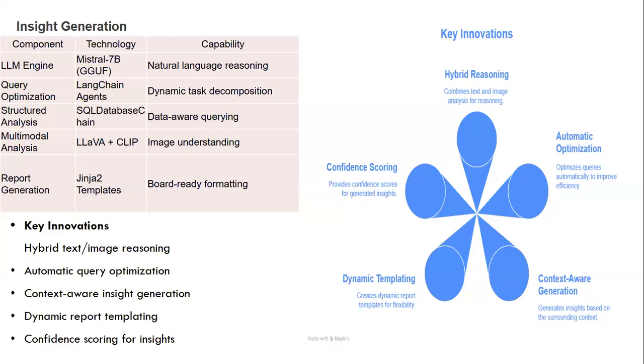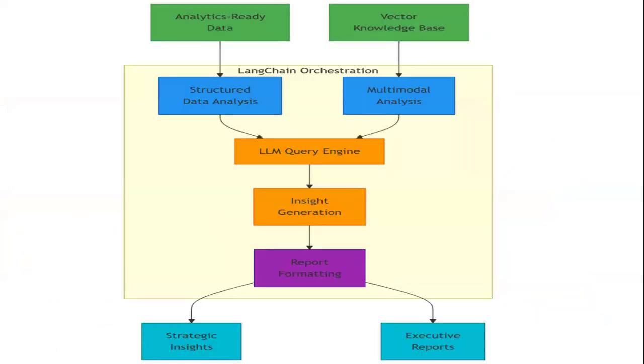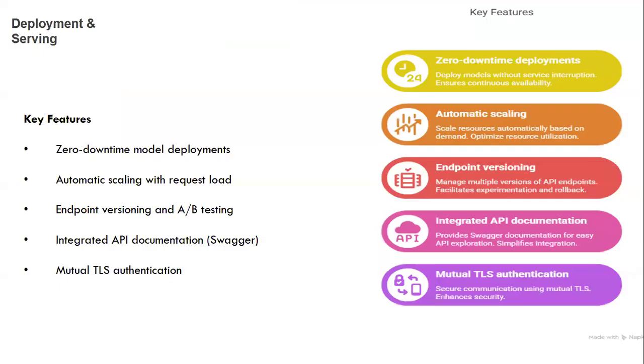So this is the insight generation slide. Here you can see automated optimization, context-aware generation, dynamic templating, confidence scoring, and hybrid reasoning. All these are insight generation components. After that, this is the flow for insight generation: how we query the LLM, then insight generation, then analysis-ready data, then structured analysis, then the LLM query engine, insight generation and report formatting, and then we get structured insights.